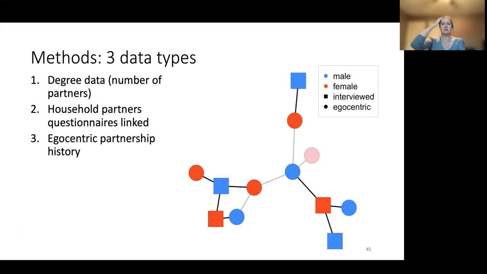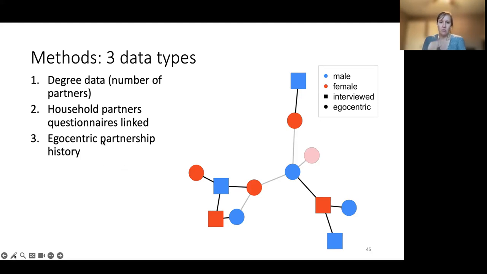So we had three sexual network data types available within this survey, and specifically these are all focused on heterosexual networks, just due to the way that the data is collected, which is a big limitation to the analysis. The first is degree data, so people are asked about their number of partners in the past year. The second thing that we have is household partner questionnaires that are linked. So if, for instance, they sample my household, the interviewer gets information from me and my husband, and then they can fully link the questionnaires between those two household partners.